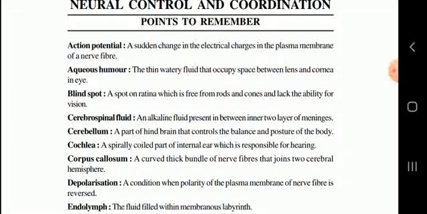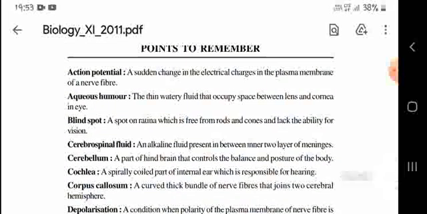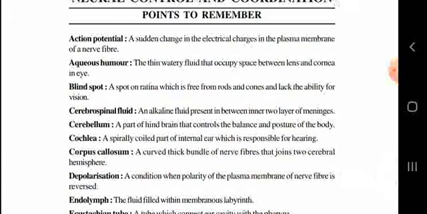Next, blind spot: a spot of the retina which is free from rods and cones and lacks the ability for vision is the blind spot. And cerebrospinal fluid: an alkaline fluid present between the inner two layers of the meninges.